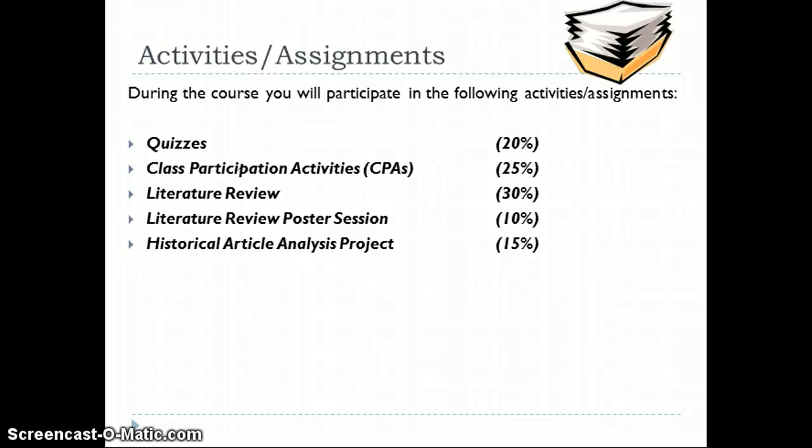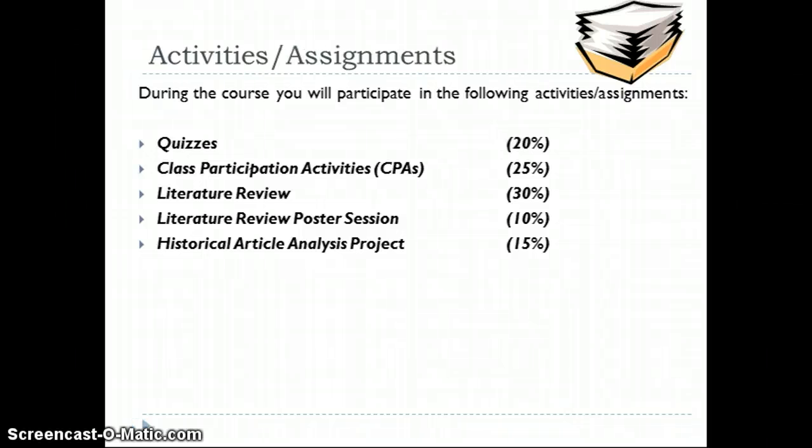So in terms of activities and assignments for this class, we are going to have 4 quizzes throughout the semester, and those are worth 20% of your grade. We have our class participation activities, so that's worth 25%. You have a literature review, which is one of the bigger projects for this semester in this course, and that's going to be worth 30% of your grade. You have a literature review poster session, 10%, and a historical article analysis project. So I'll get into each of those in a little bit more depth.